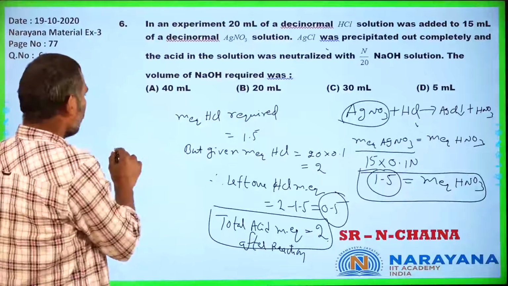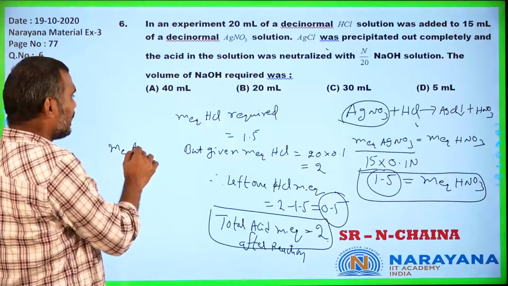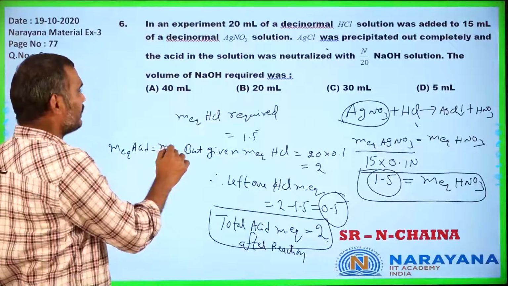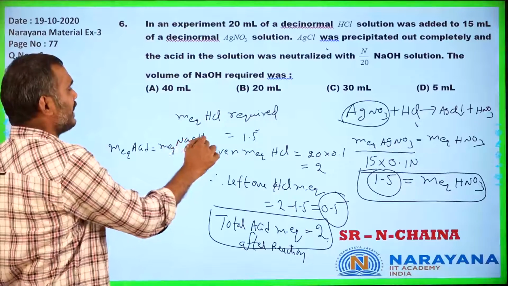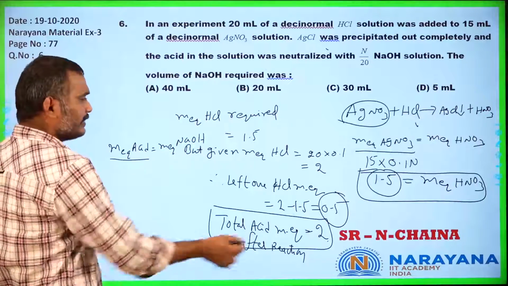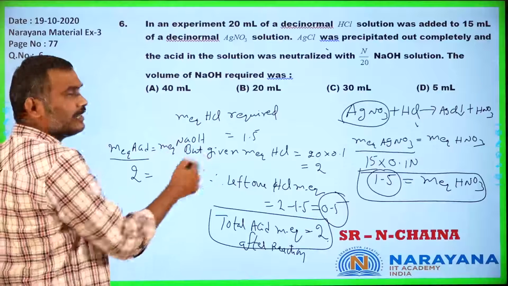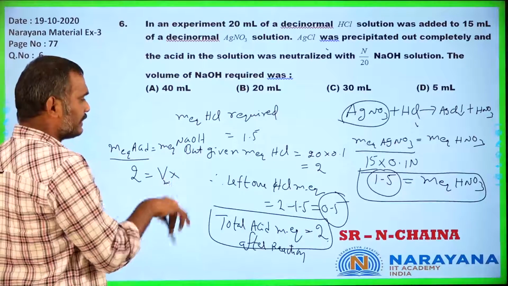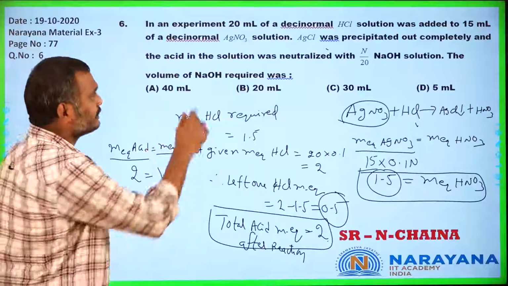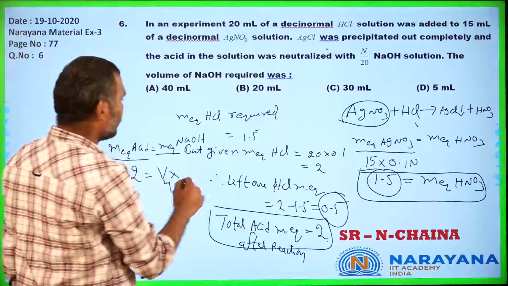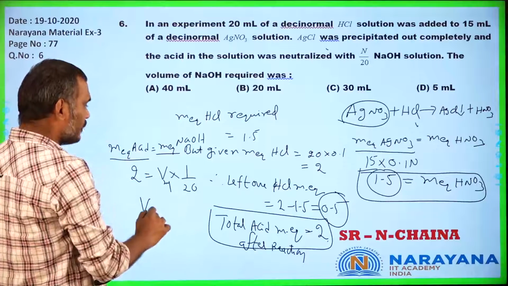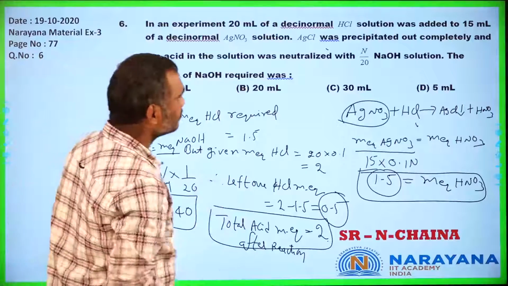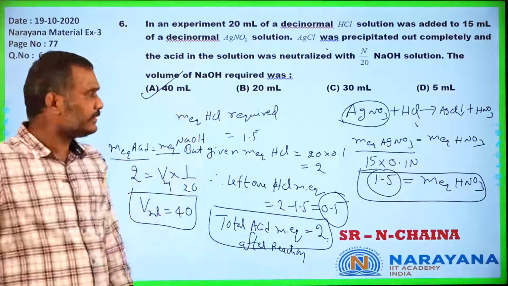Milli equivalents of acid leftover after reaction and milli equivalents of sodium hydroxide. So milli equivalents of acid leftover is equal to 2. Milli equivalents of sodium hydroxide, volume in milliliters. Sodium hydroxide is 1 by 20, so the volume of sodium hydroxide is equal to 40 ml. Is that the answer? Yes students, you see.